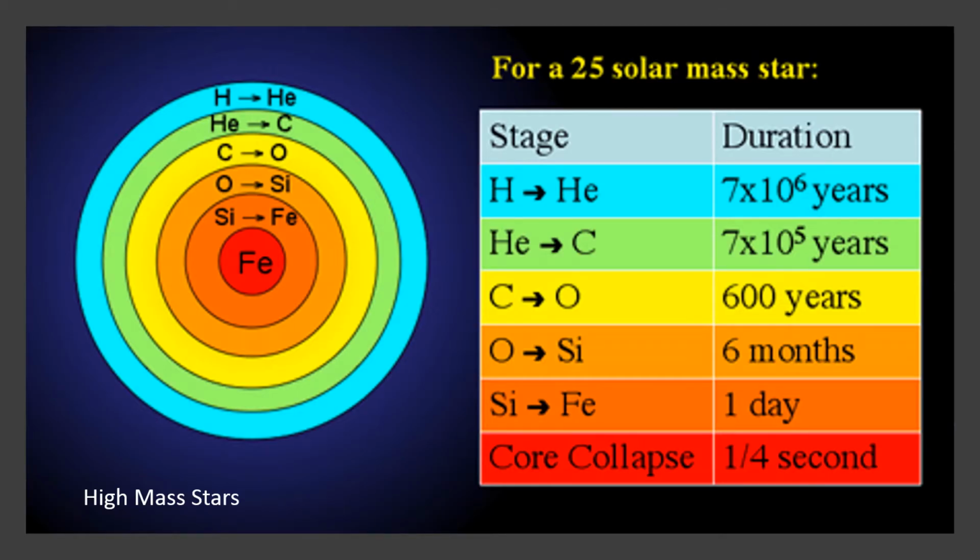Now, high mass stars, stars that are at least 8 times the size of our sun, will actually be hot enough to fuse other elements as well. And so you can see in the chart here that we'll have hydrogen, helium, carbon, oxygen, silicon, and eventually iron. And it also gives you a sense of how long the star will be able to continue to fuse those various elements. And you can see that once silicon is fused into iron, the star has about a day to live. And when the core collapse begins, it takes less than a second.